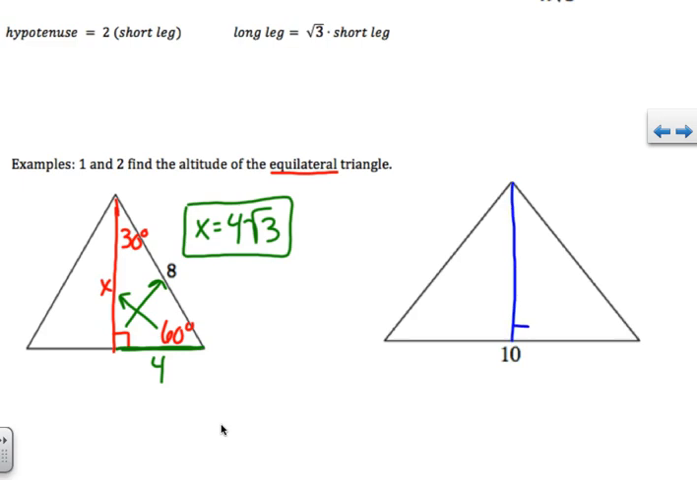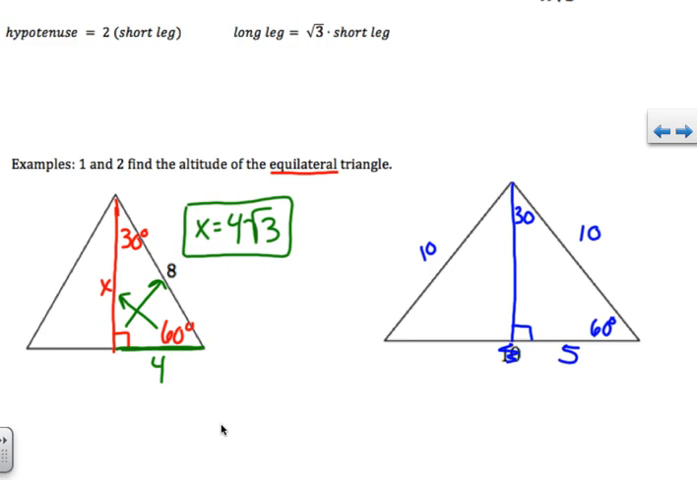Now, again, I'm going to drop down and find an altitude. Again, this is my 30-degree angle, and this is my 60-degree angle. Now, if I cut that in half, or first off, I know all the sides are 10, and then I know half of 10 is 5.